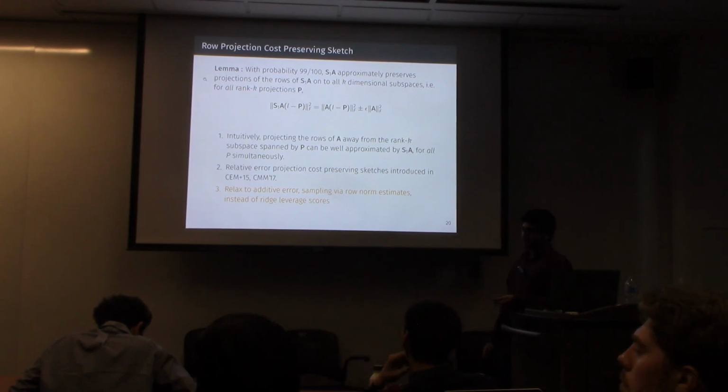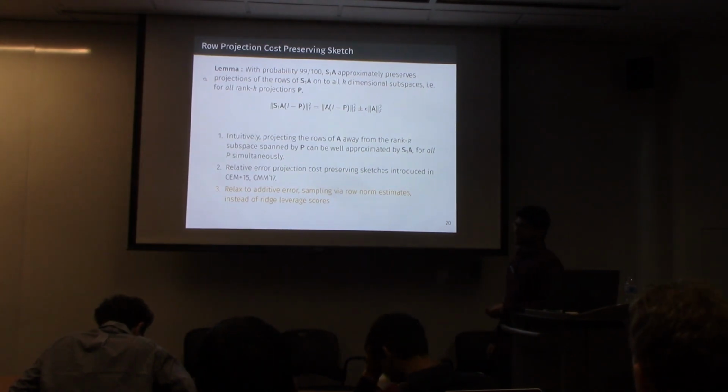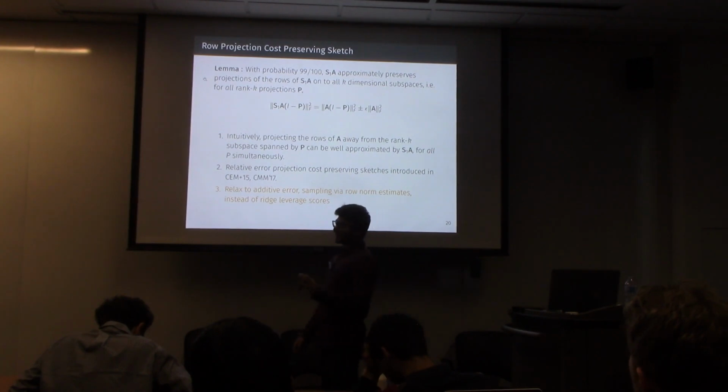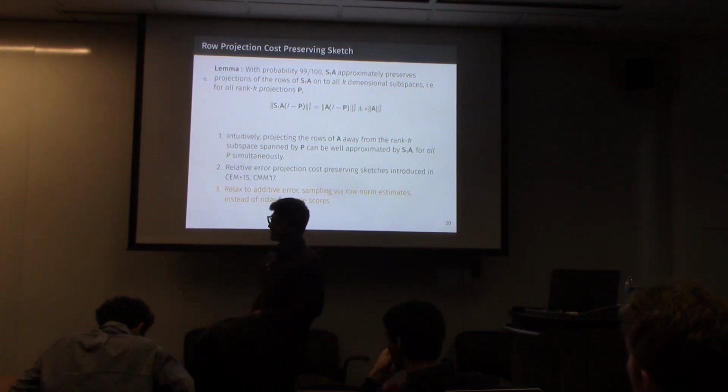So then you could prove that computing the ridge leverage scores or approximating them is hard? Well, we don't prove that, but it's not known how to do that in sublinear time, even getting a constant approximation to the ridge leverage scores. And what we show is that you don't really need them. You can just use this weaker guarantee, and we just sample according to row norms.